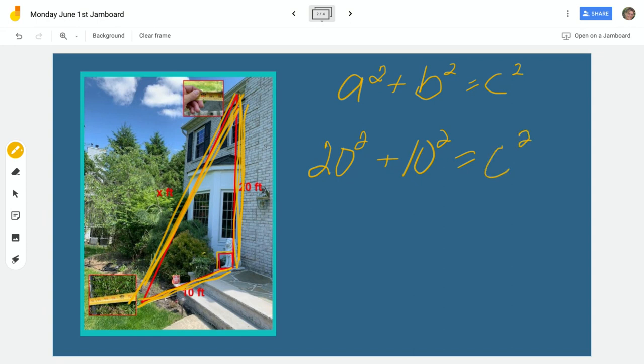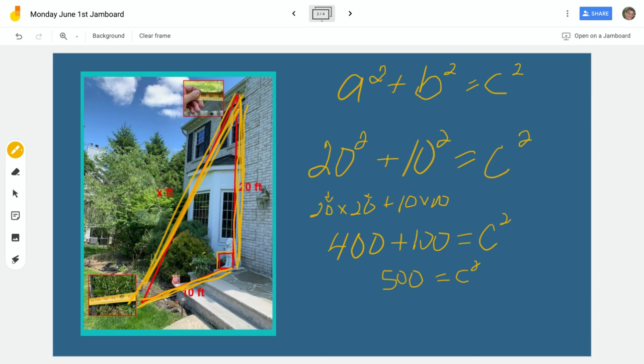So now we just have to calculate 20 squared, which becomes 20 times 20. And you should be able to do this one in your head, because we should know that 2 times 2 is 4, and then it's 100 times greater, because we have a 10 times greater here and another 10 times greater there. So that will give us 400. Plus 10 times 10, and 10 times 10 we should all know is 100. And that's all going to equal c squared. So now I know that 400 plus 100 is 500.